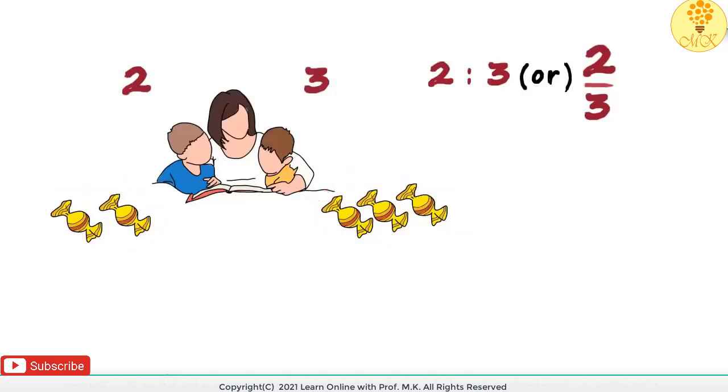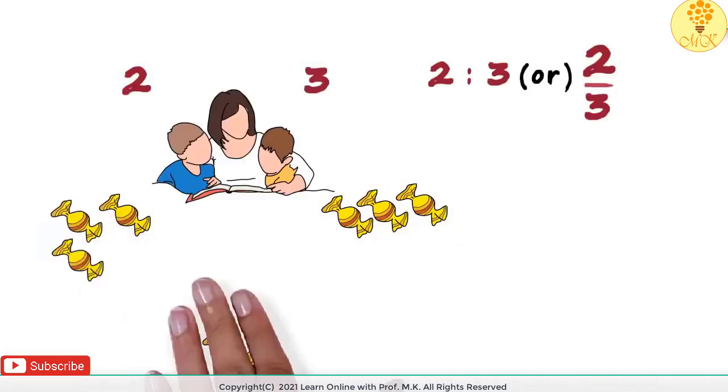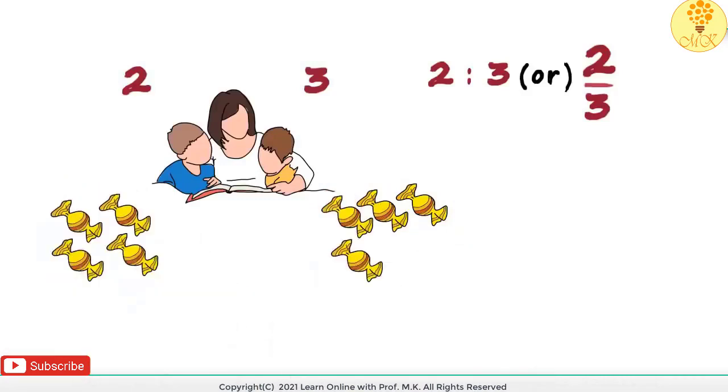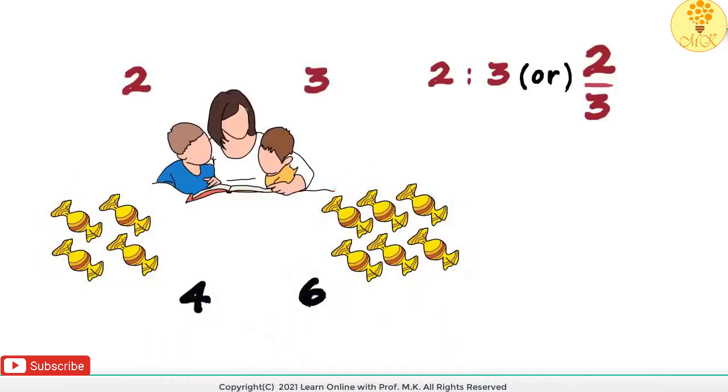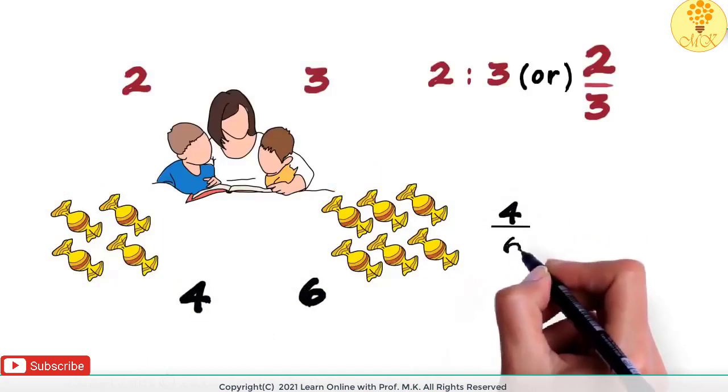This went on for quite a few days. So every time the magic hand gave 2 chocolates to Gaurav, it gave 3 chocolates to Jay. Now let's count the total number of chocolates each of them have. Gaurav has 4 and Jay has 6. The ratio now becomes 4/6.